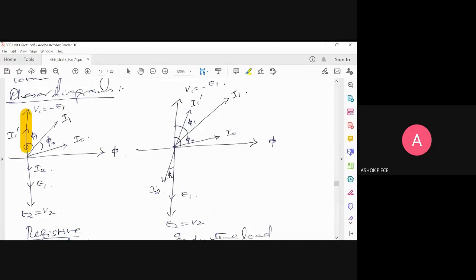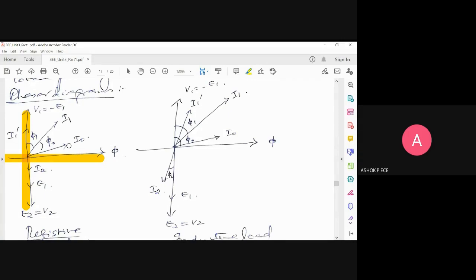See, we have already seen how to draw this line and this line previously. Flux phi we have seen. Then we have seen how to draw V1, V2, E1, I2. So till that it is going to be the same. Additionally, what we are drawing here are I naught, I1, I1 dash, I2. We are additionally drawing the four currents here: I naught, I1, I1 dash, and I2.